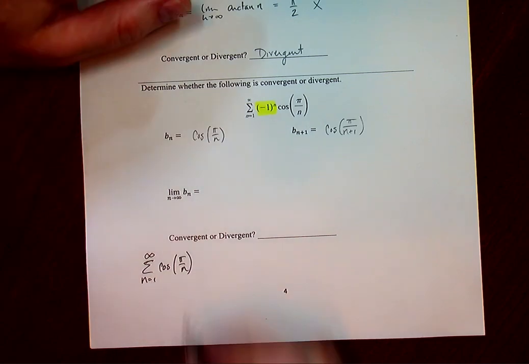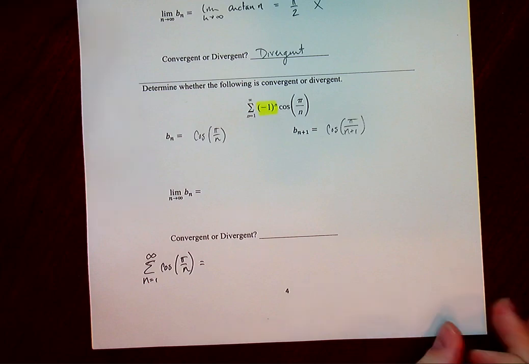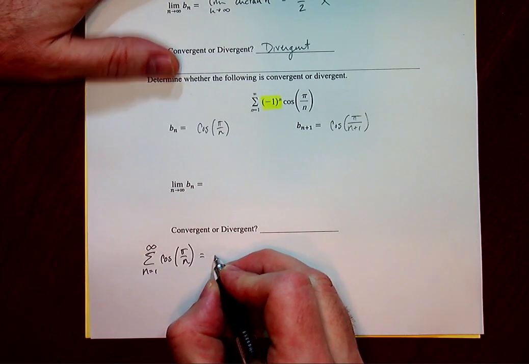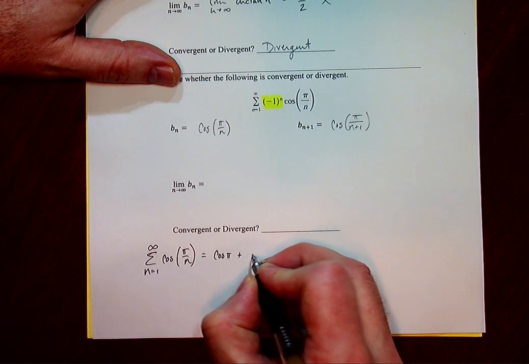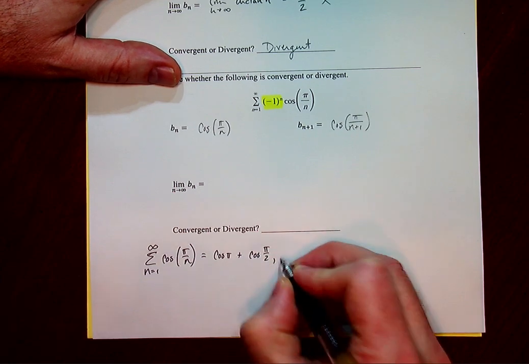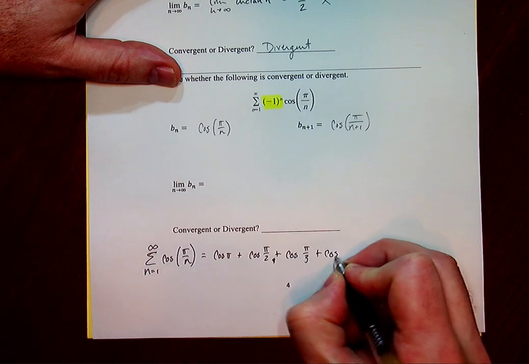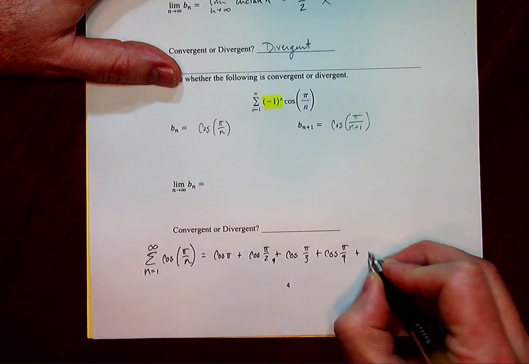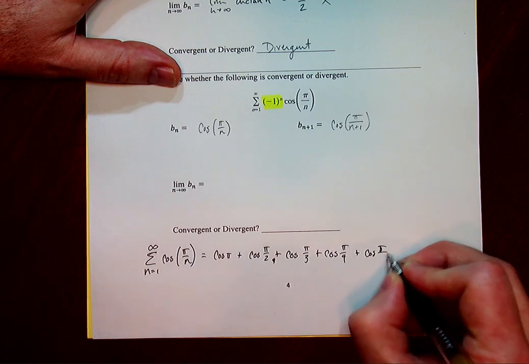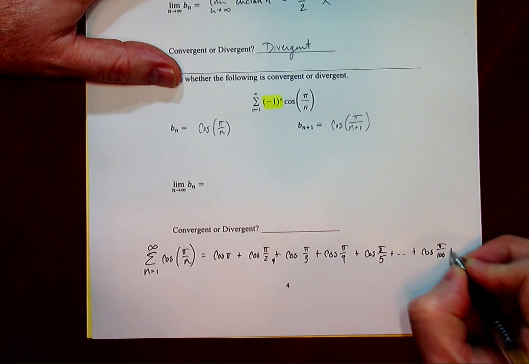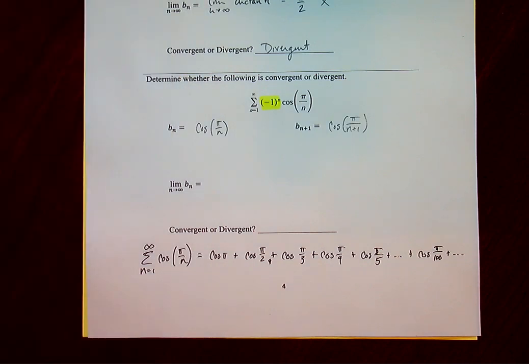Okay, let's just ignore it, because what we're looking for, we're going to need to basically evaluate regardless of the negative 1 to the n, right? Just b sub n. So if we do that, this becomes cosine of pi plus cosine of pi over 2 plus cosine of pi over 3 plus cosine of pi over 4 plus cosine of pi over 5 plus, cosine of pi over 100, right? Okay, cosine of pi over 100 is getting really close to cosine of 0.